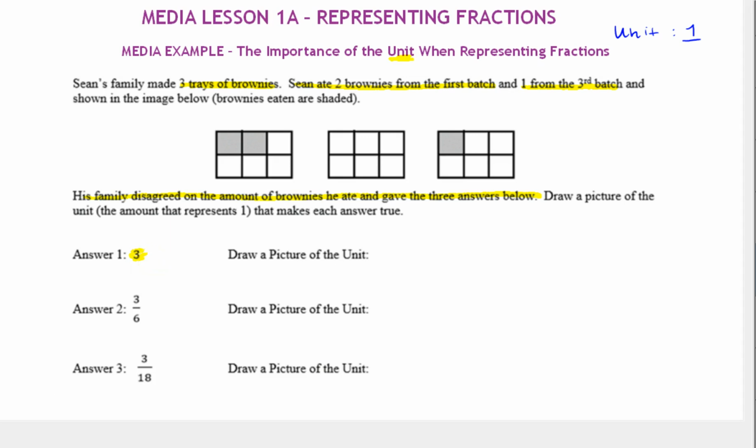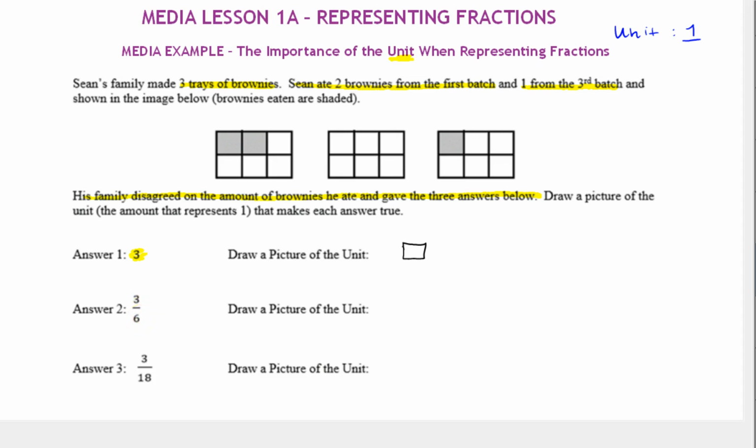And you could say 3 brownies, but what's a brownie? So you may say, because of how this is phrased, that this is a brownie, this is a brownie, and this is a brownie. Okay, so if you're thinking of 1 small square as a brownie, then Sean absolutely had 3. Now someone else said 3/6.